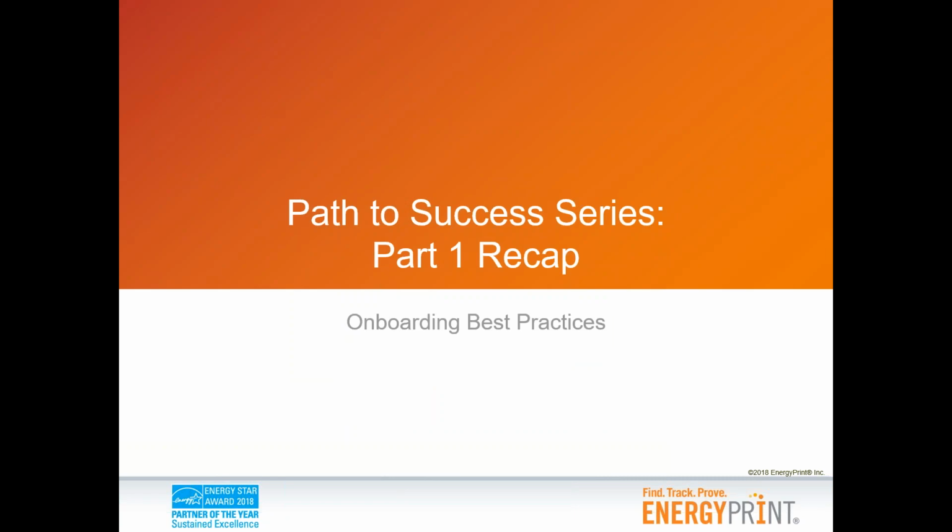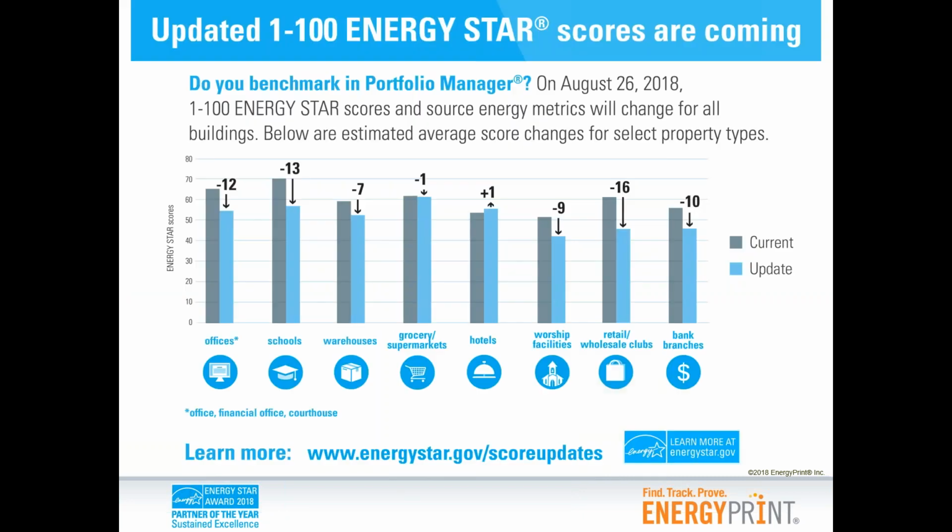Let's review what we talked about in our previous webinar. We did talk about the Energy Star changes that are coming up. They'll be changing their metrics on August 26th, and those changes will be effective the following business day. These will change historical scores as well, and we're expecting that each building is going to lower except for hotels.